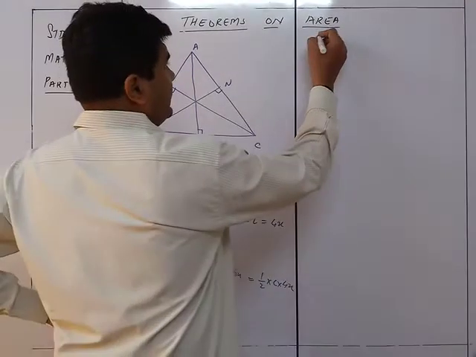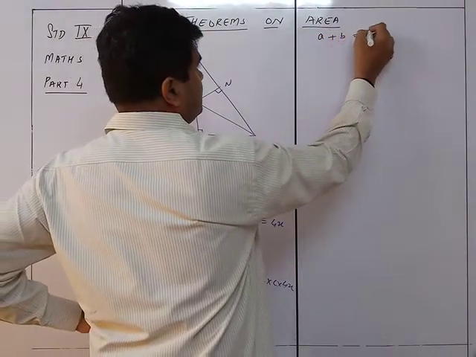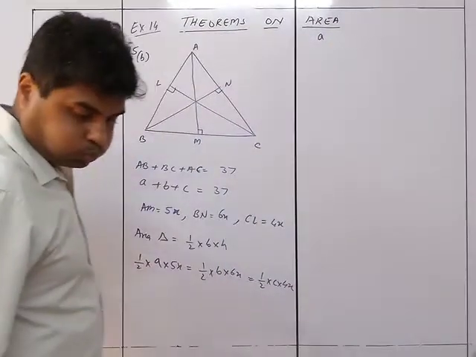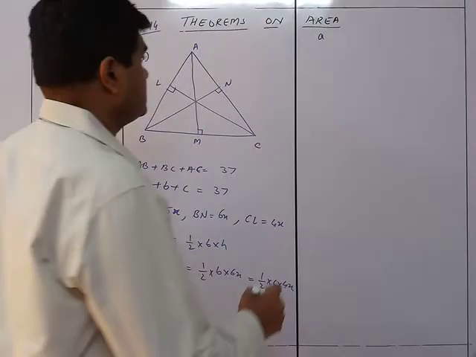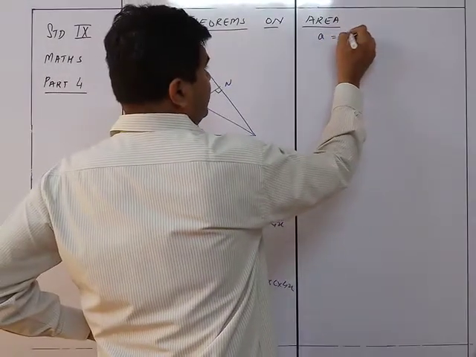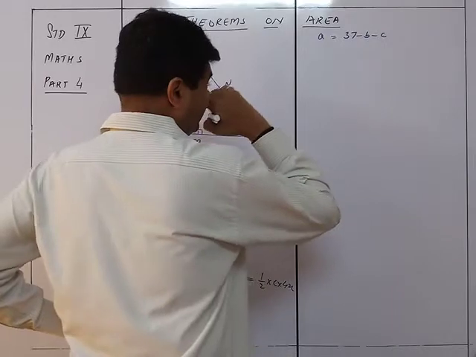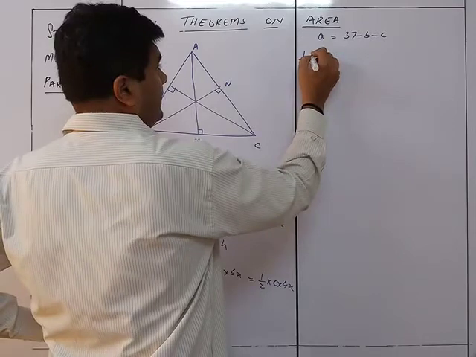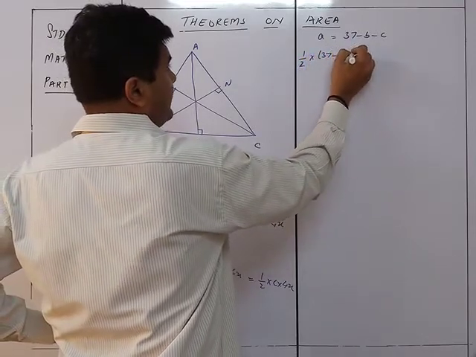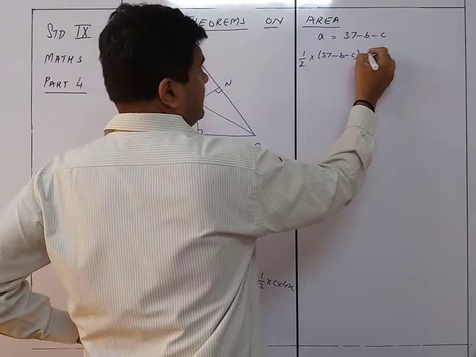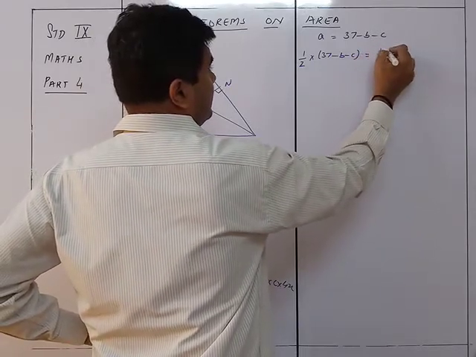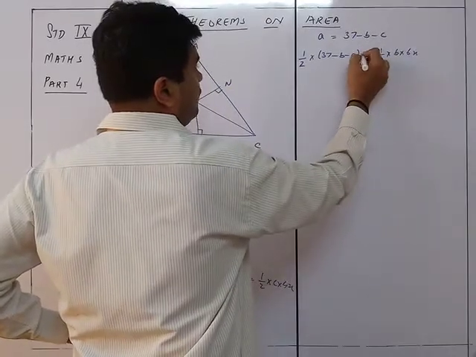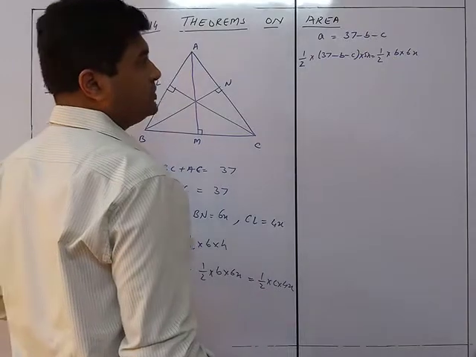Okay, let's take it this way, that A is equal to 37 minus B minus C. So half into 37 minus B minus C is equals to half into B into 5x is equals to half into 6x.